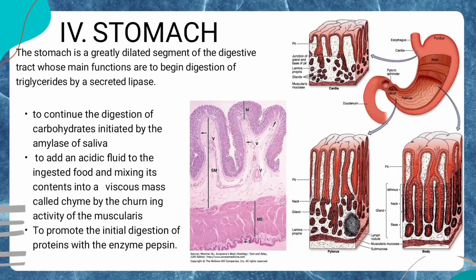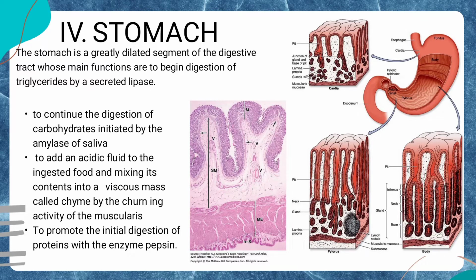To begin with, the stomach is a greatly dilated segment of the digestive tract whose main functions are to begin digestion of triglycerides by secreted lipase. Other functions are to continue the digestion of carbohydrates initiated by the amylase of saliva, to add an acidic fluid to the ingested food, and to mix its contents into a viscous mass called chyme by the churning activity of the muscularis.